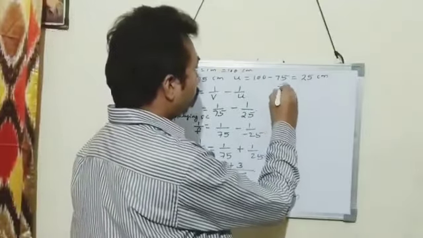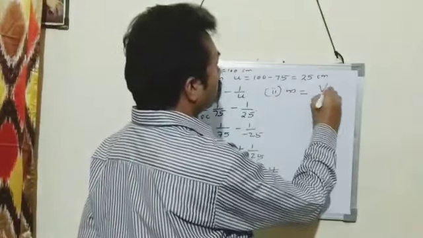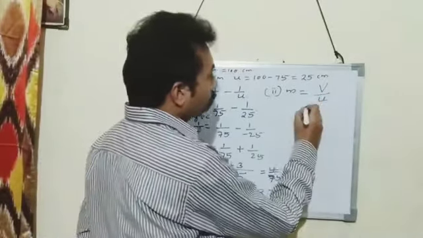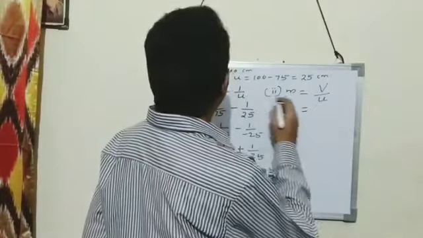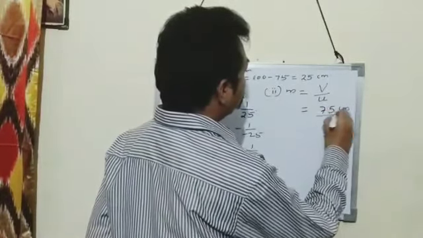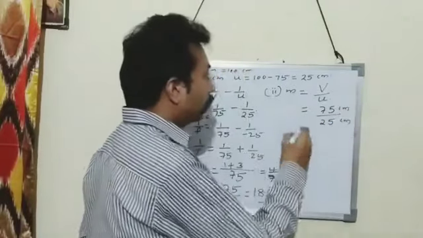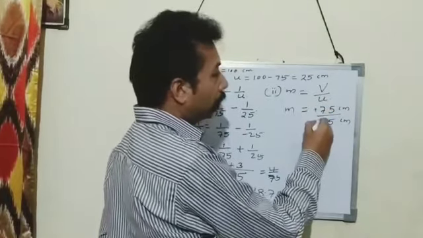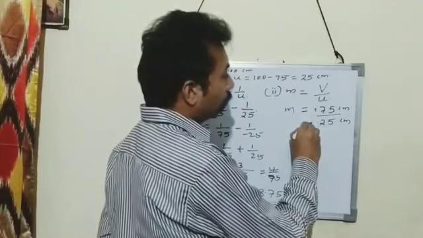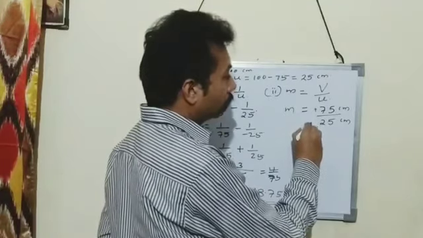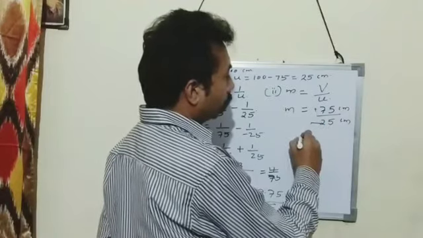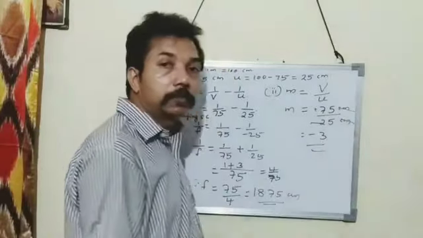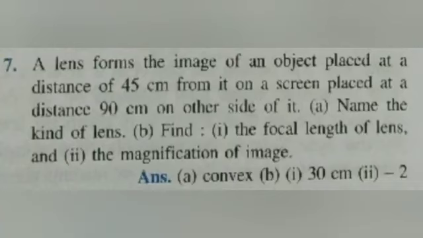Second part, we have to find the magnification. Magnification is equal to V upon U. The formula of magnification is V upon U. So now we substitute the values, 75 centimeter divided by 25 centimeter. Now we apply the sign convention. V has a positive sign, and U, the object distance, has a negative sign. So 75 upon minus 25, minus 3. Centimeter and centimeter are cancelled. So magnification is equal to minus 3.